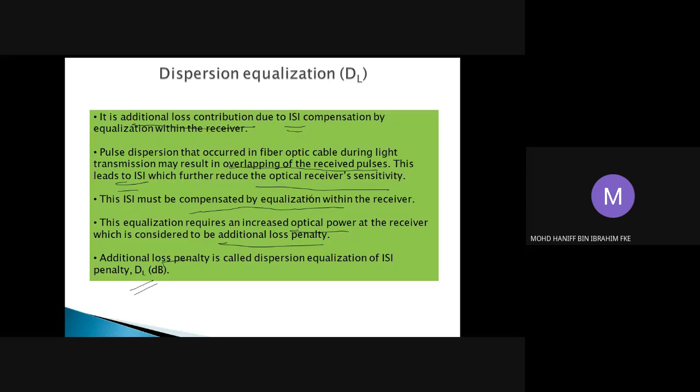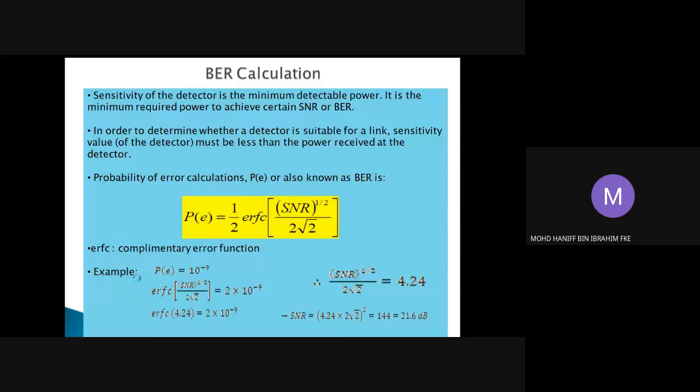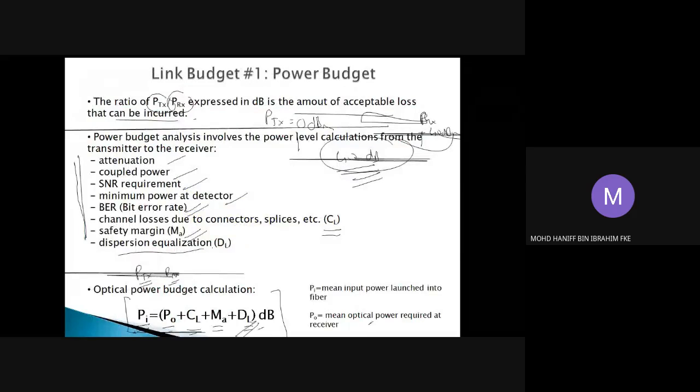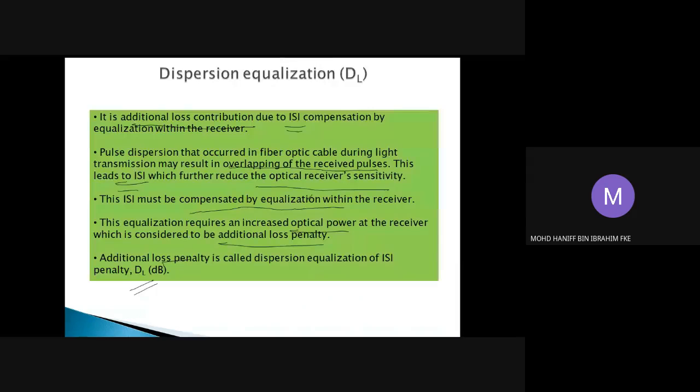Okay then. I hope by now you understand what is meant by the safety margin, the MA, and what is meant by the DL. Channel loss is very common. Channel loss is the loss due to the fiber optic itself, the loss due to the connectors, and the loss due to the splices. Okay. Any questions up to now before we proceed with these examples on the power budget analysis?